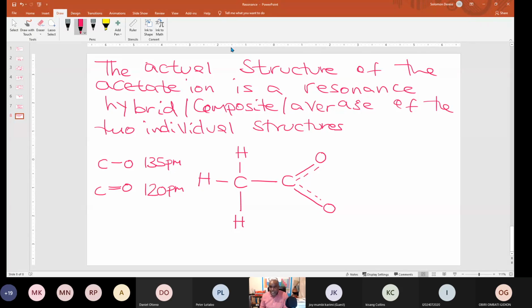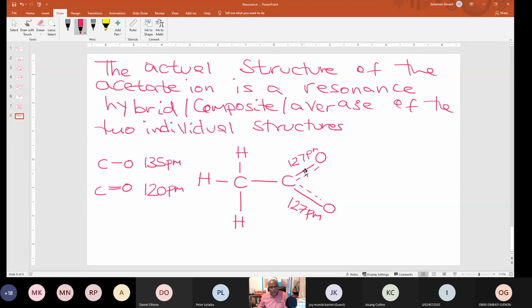But for the acetate, the length of this bond was 127. Each of them, 127. What is this telling us? The carbon-oxygen bond in the acetate ion is neither a single bond nor a double bond, but an intermediate between a single bond and a double bond.